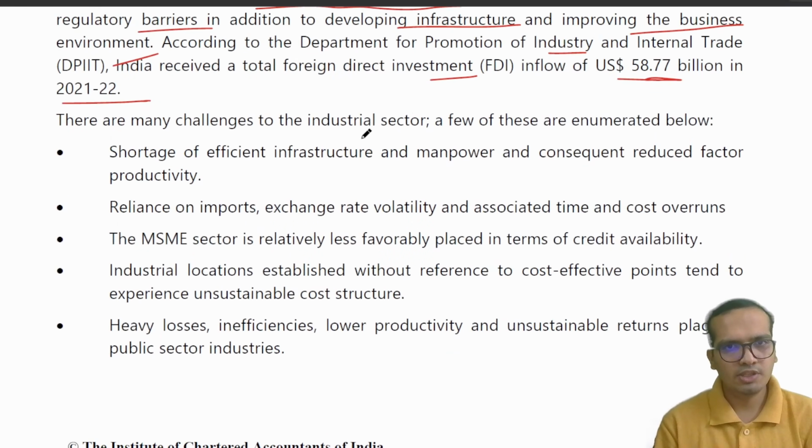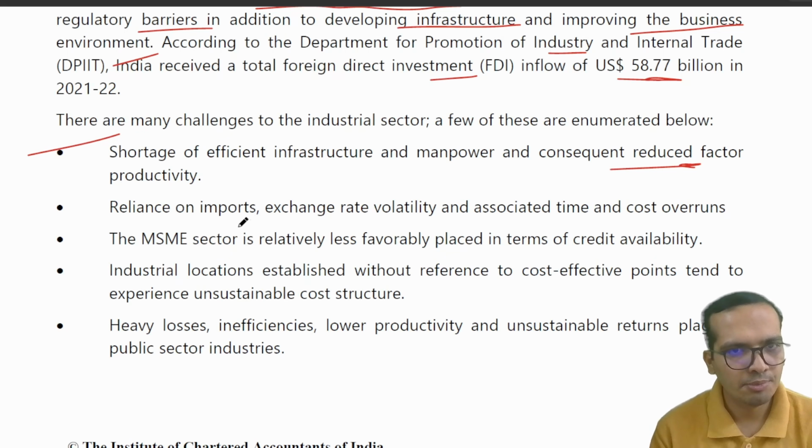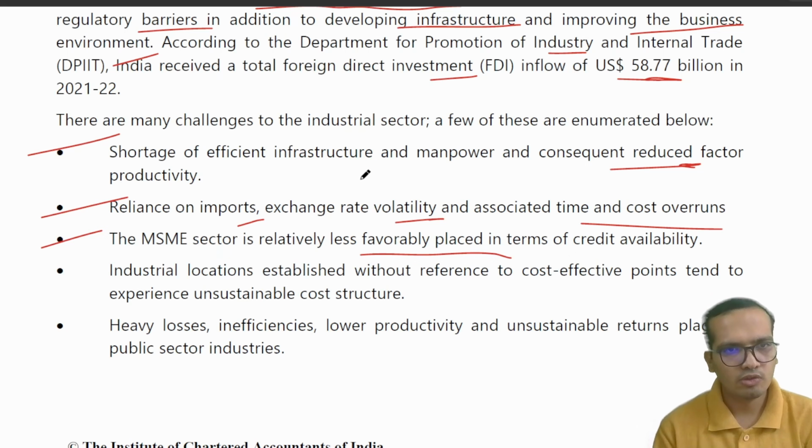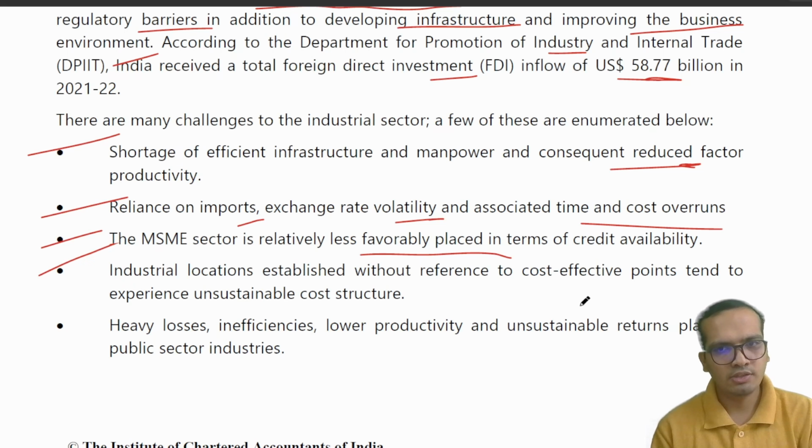There are many challenges to the industrial sector. A few of them are enumerated below. First, shortage of efficient infrastructure and manpower, and consequently reduced factory productivity. Second, reliance on imports, exchange volatility, and associated time and cost overruns. Third, the MSME sector is relatively less favorably placed in terms of credit availability. Fourth, industrial locations established without reference to cost-effective factors tend to experience unsustainable cost structures. Fifth, heavy losses, inefficiencies, lower productivity, and unsustainable returns in lagging public sector industries.